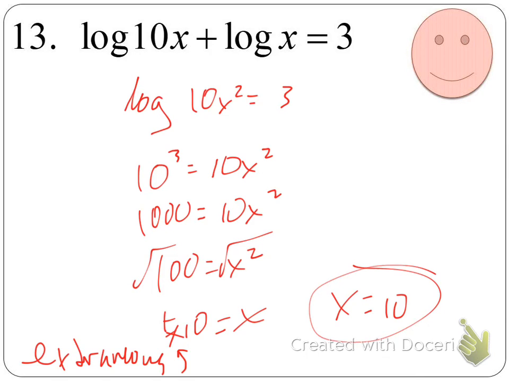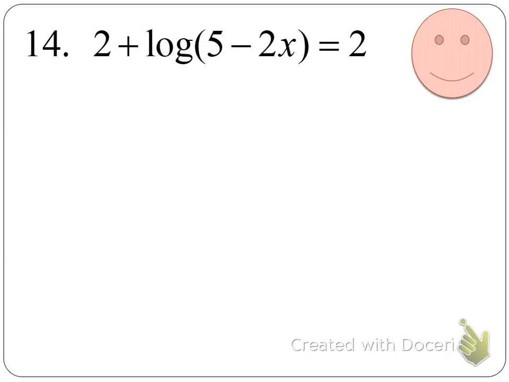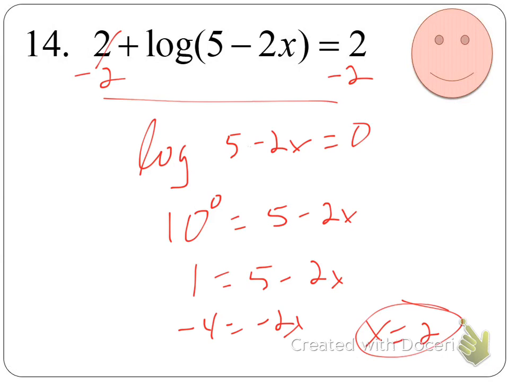Okay, so you should have gotten 10. Condense down the two logarithms, rewrite in exponential form. You do get plus or minus 10 when you square root both sides, but the negative is going to be extraneous. Try this one. You should get x equals 2, which is not going to be extraneous. It's a perfectly fine solution. And you can see the work there.